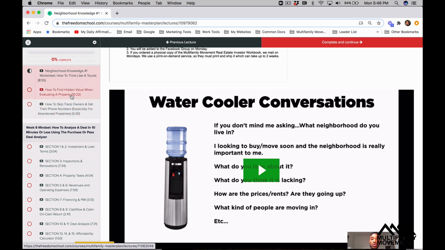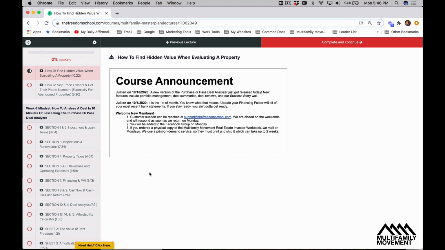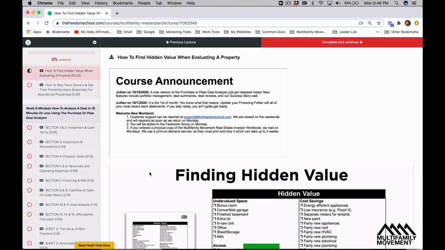Okay, then we are going to go into finding the hidden value in a property. When we go into a property, we're not looking for granite countertops. We're not looking for stainless steel appliances. We're looking for hidden value and hidden costs. And I have a specific set, about 40 different things that are hidden value that we're looking for, and about 30 things that are hidden costs that we do not want in a property.